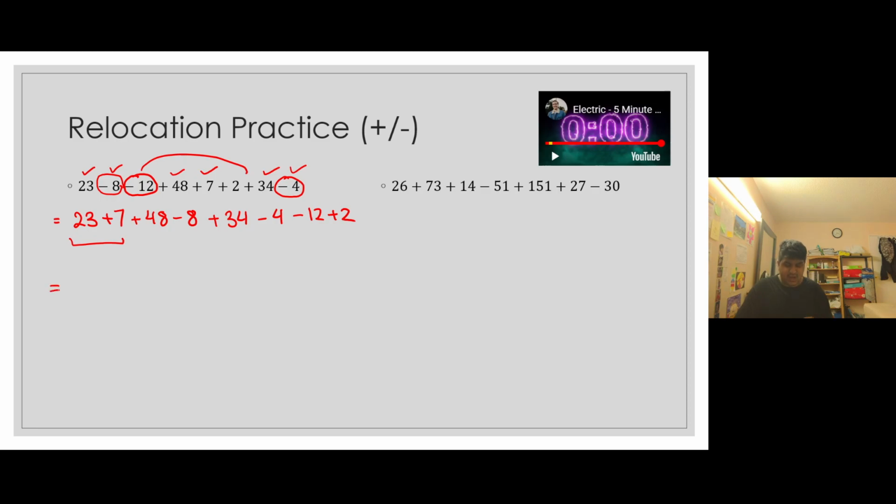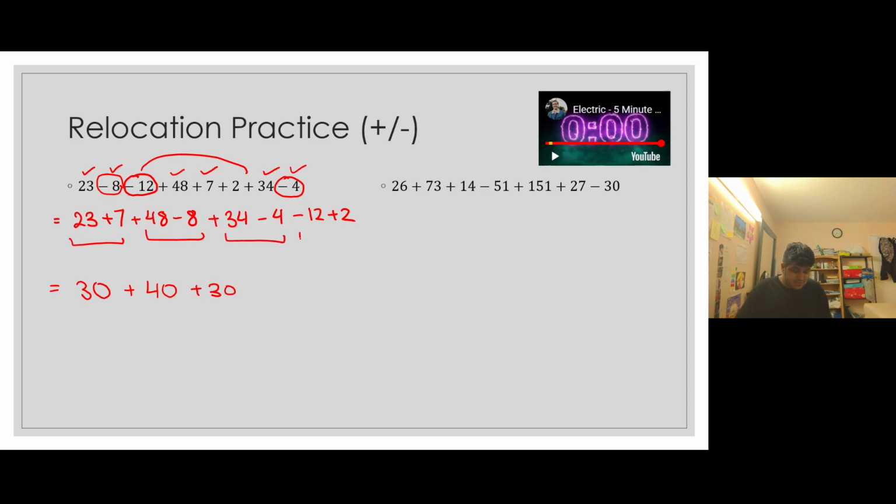So let's go ahead and calculate them. Now, 23 plus 7 is, of course, 30. 48 minus 8 is equal to 40. We have more positives than negatives, so our sign is going to be positive. 34 minus 4 is positive 30. Again, we have more positives than negatives, so that is that.